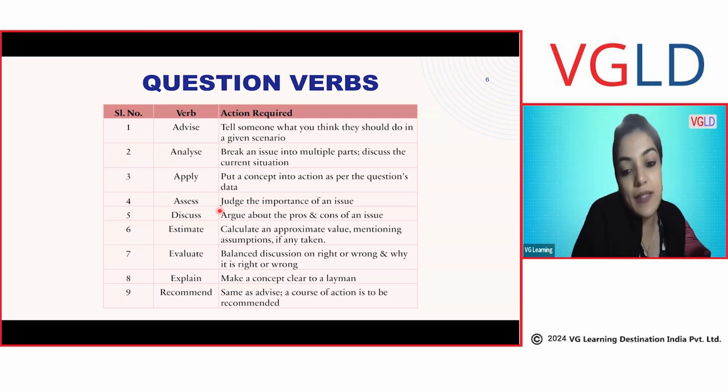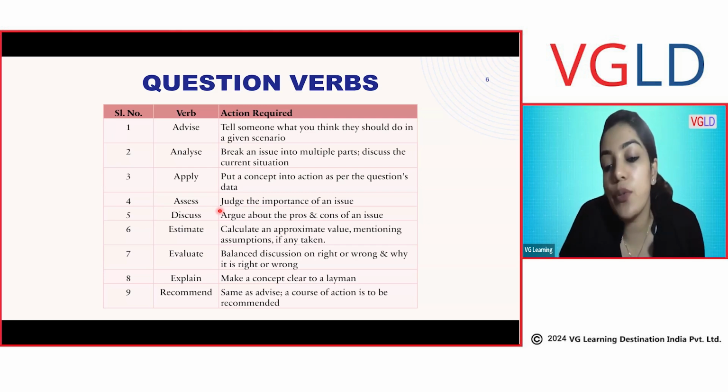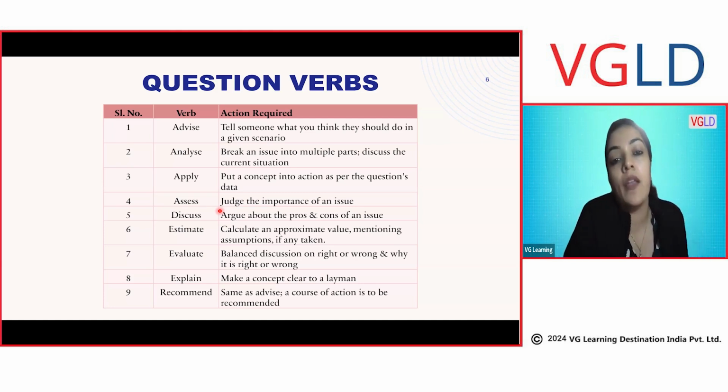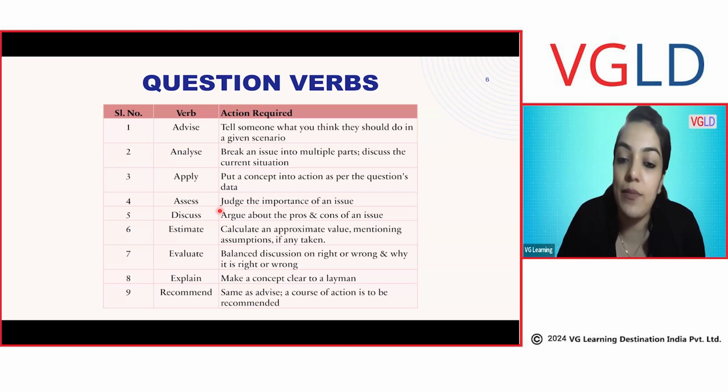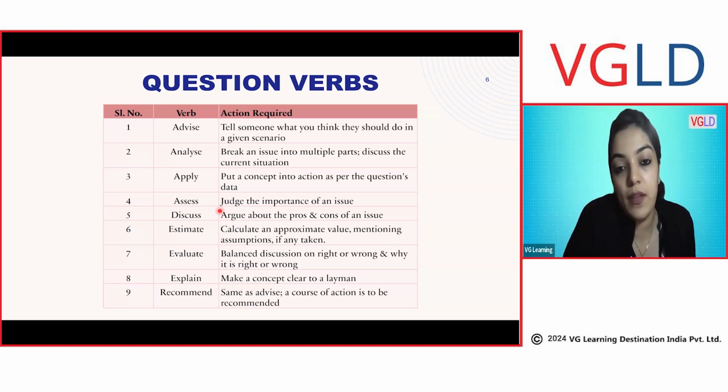And recommend is the same as advise. You have to recommend a course of action to maybe the MD of the company, to maybe the CEO of the company, to maybe the CFO of the company. So that is your role if you are asked to recommend or advise someone on something.